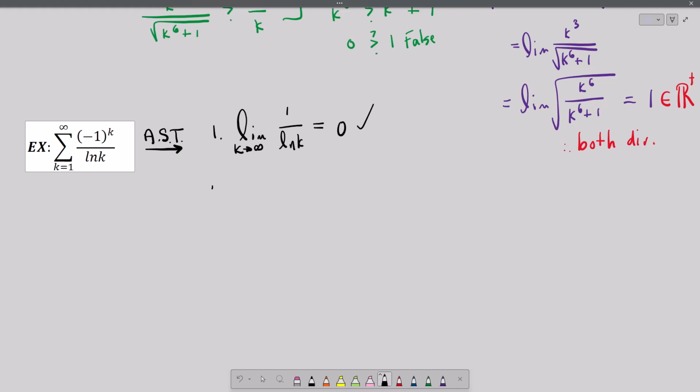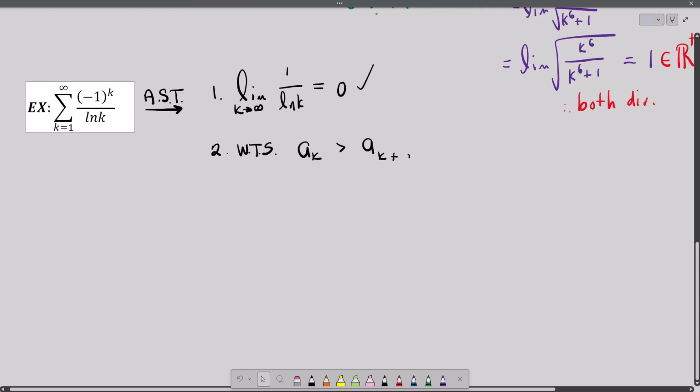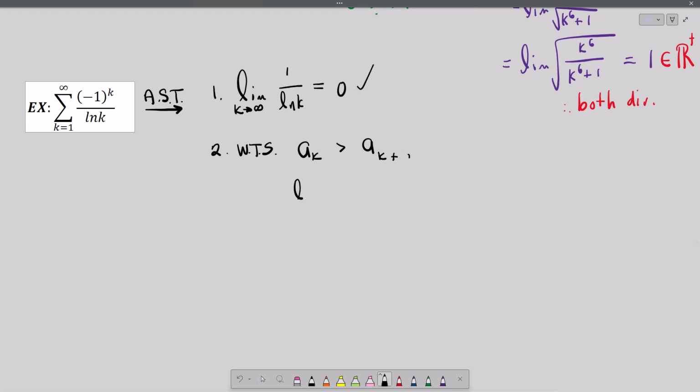And then we have to show that the sequence of terms is decreasing. So we want to show that a sub k plus 1 is less than a sub k. So as we go out in the series, the terms are getting closer to 0. And this one we don't need calculus, or we could use calculus if we wanted, but we don't need to. So a sub k is 1 over natural log of k. We want to show that this is true.